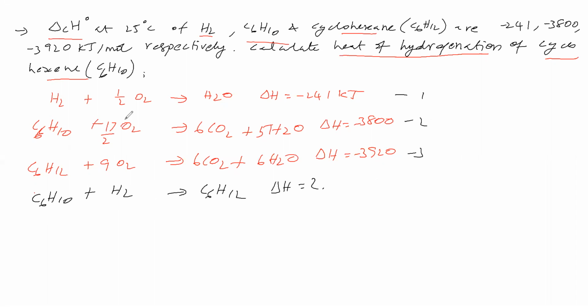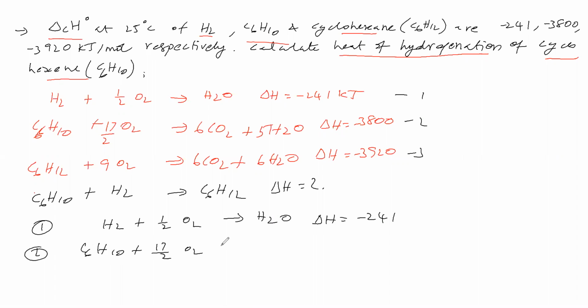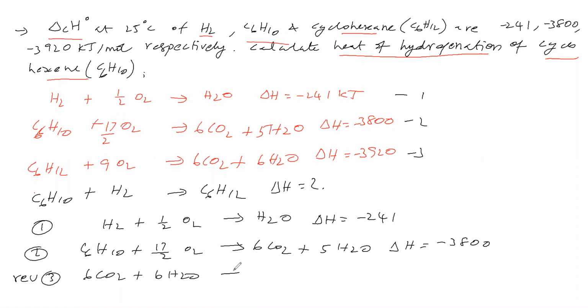Therefore what shall we do? Equation number 1 we take as it is: H2 plus half O2 gives H2O, delta H is minus 241 kilojoule. Equation number 2 we also take as it is: C6H10 plus 17/2 O2 gives 6 CO2 plus 5 H2O, delta H is minus 3800. Equation 3 we reverse: 6 CO2 plus 6 H2O gives C6H12 plus 9 O2, delta H is plus 3920.